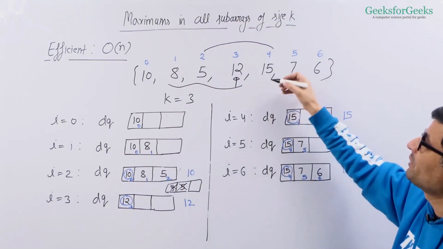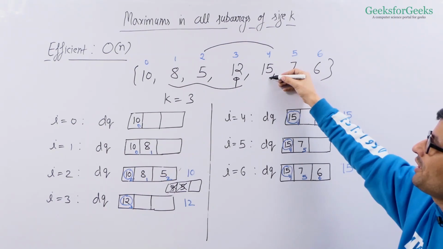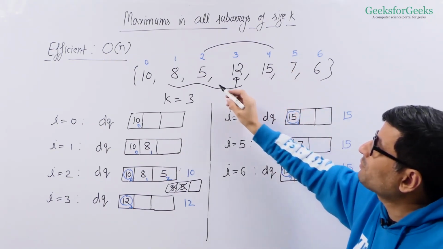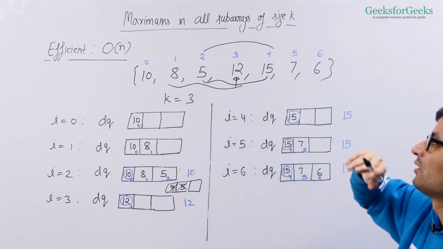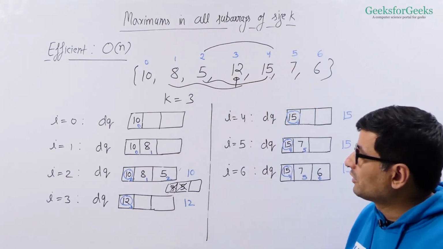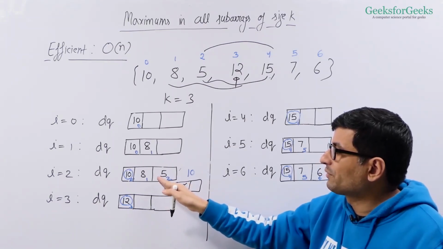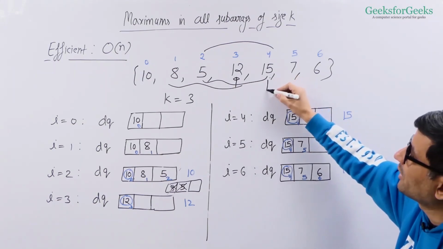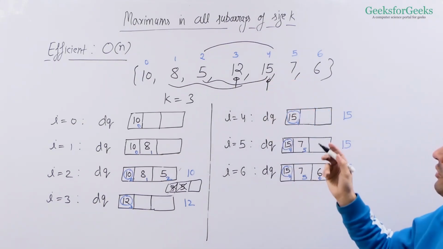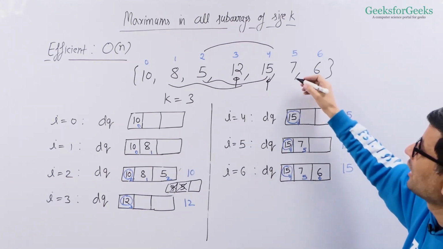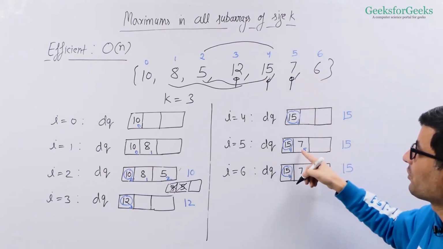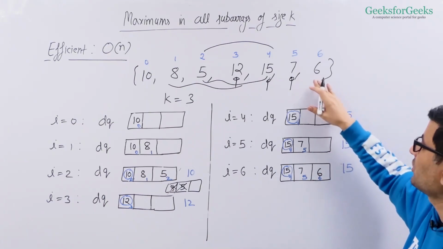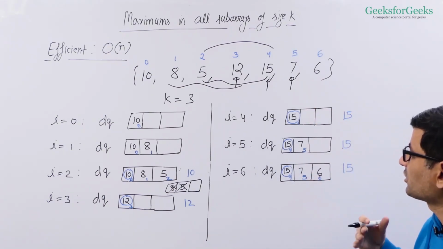Now we process the next element, 15, and 15 is again greater than 12. Please note that 12 is part of this window, but 15 is greater. The reason because of which we removed 8 and 5, because of the same reason we removed 12 also, because we have seen a greater element in the same window. So we are going to remove 12 from this window. Now when we see 7, we insert it. When we see a smaller element, we insert it at the end of the DQ. Now we see 6, we insert it at the end of the DQ because this is smaller.